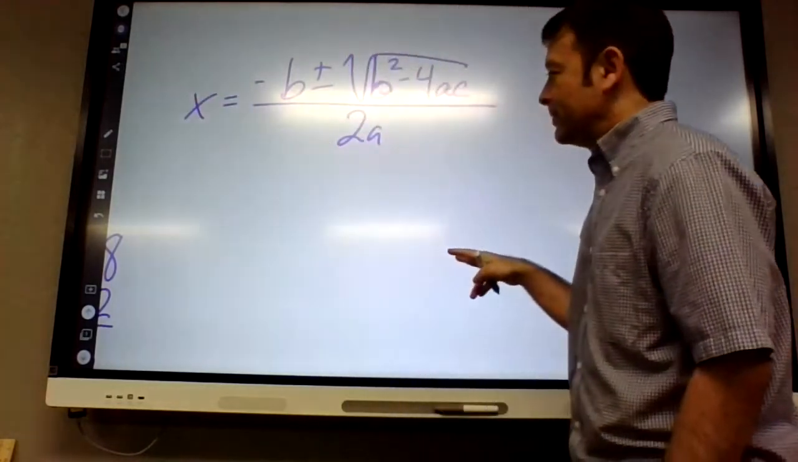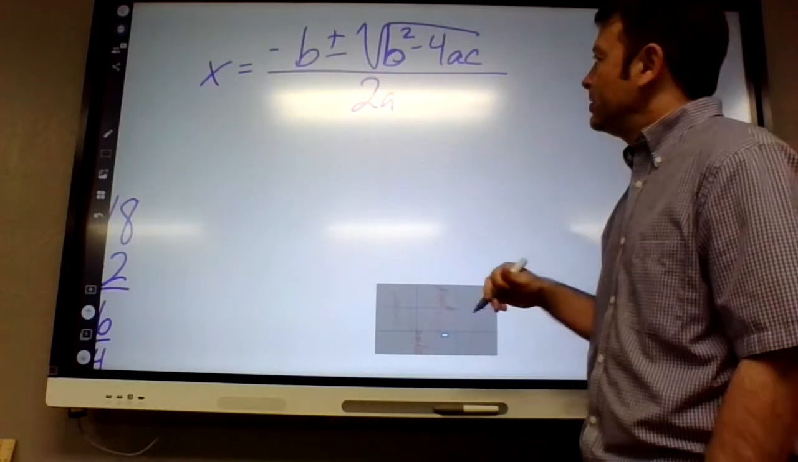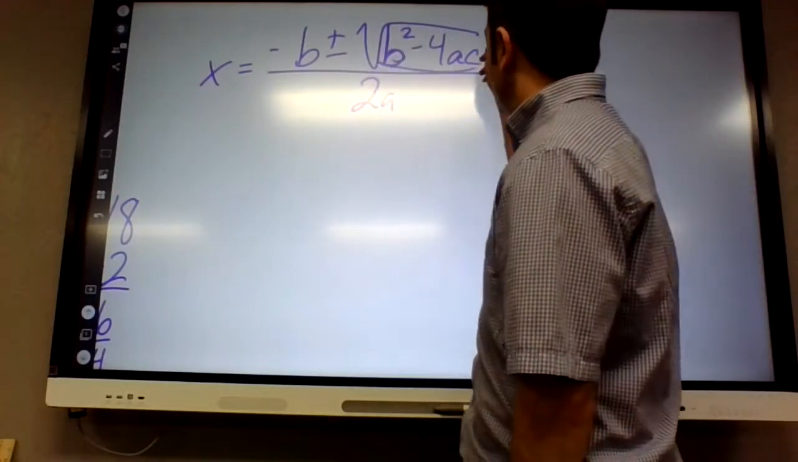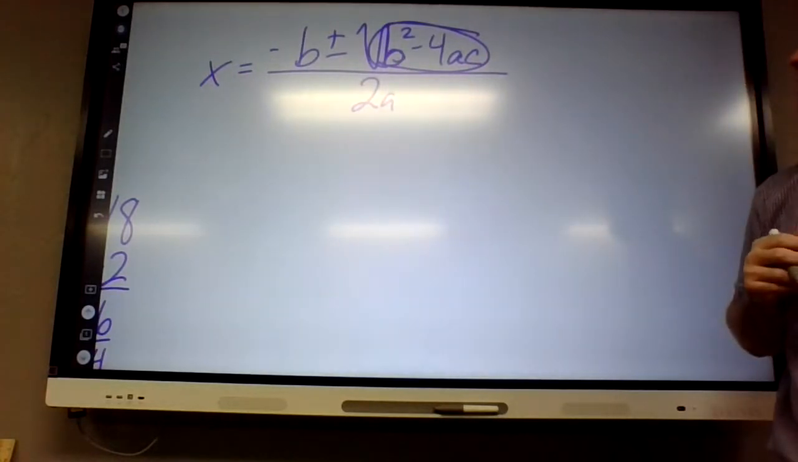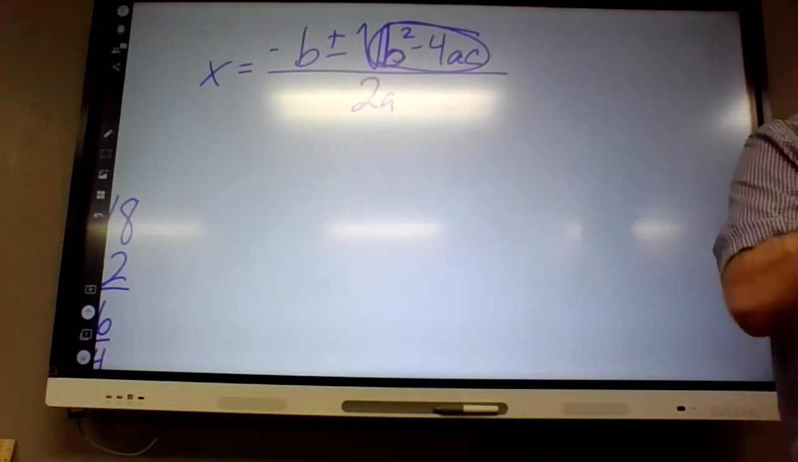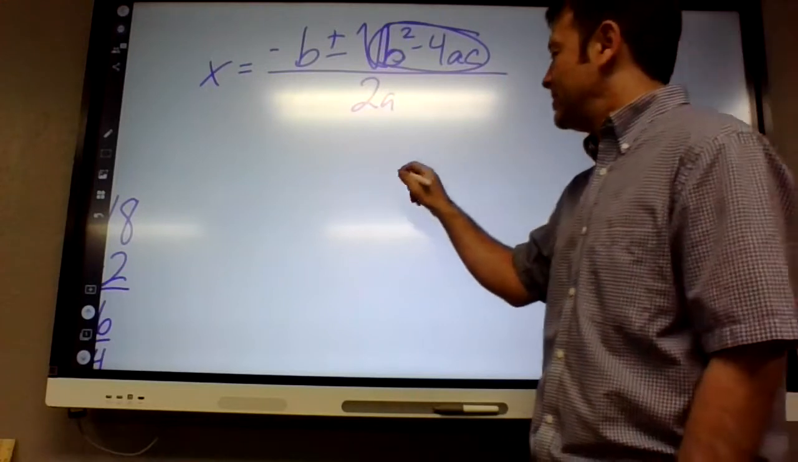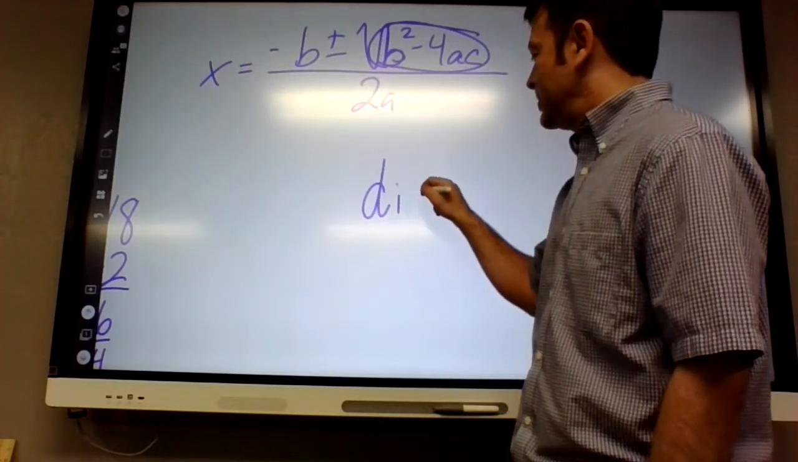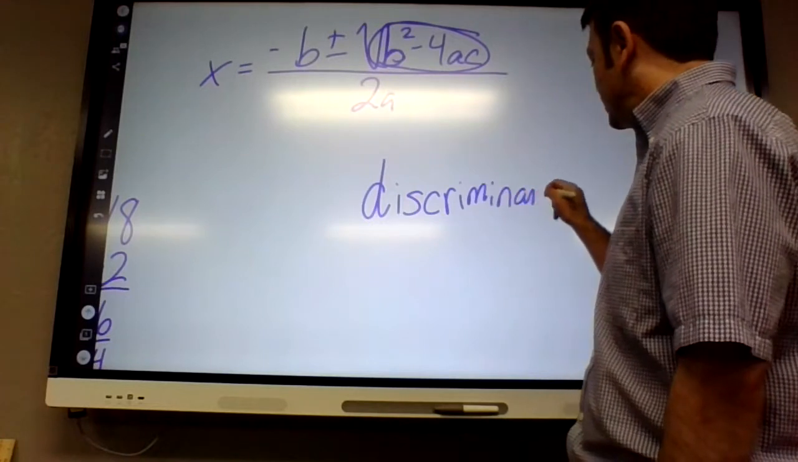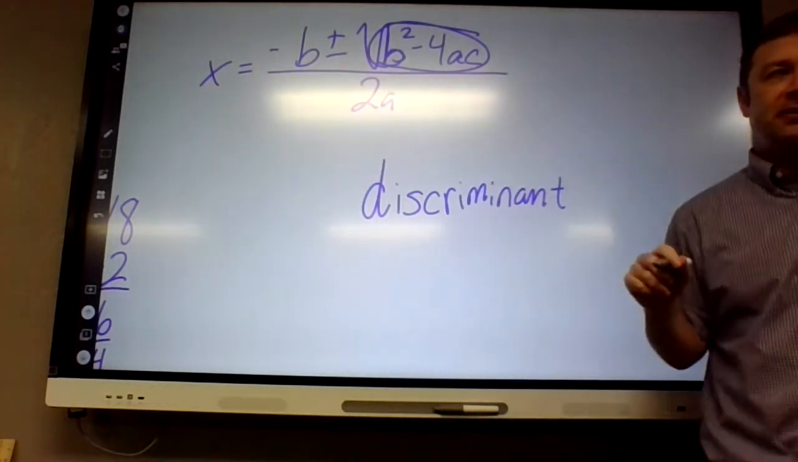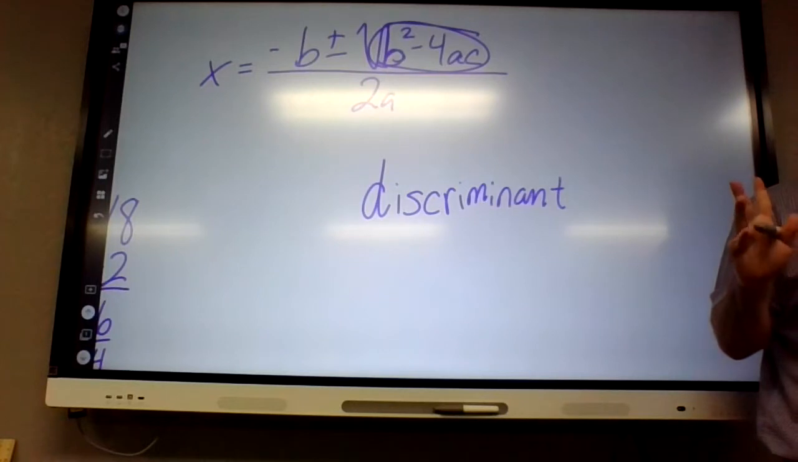Okay, yeah, all that stuff. So, you guys notice that the thing right here in the square root is kind of important. B squared minus 4ac, because it decides what kind of answers we're going to get. So they decided to call it the discriminant. You guys know what discriminate means? Like tell the difference. Yes.